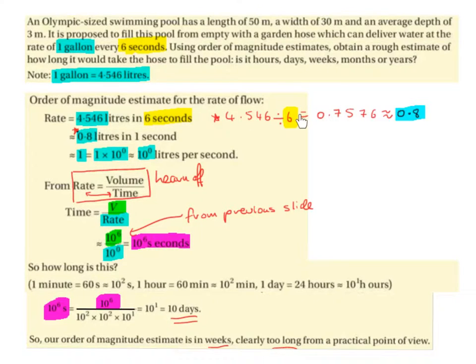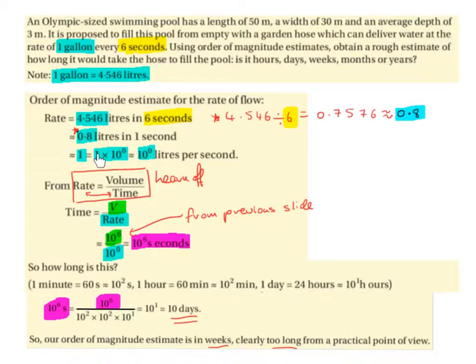Dividing that by 6, we get 0.7576, which rounds off to 0.8. So we can rewrite this as 0.8 litres in 1 second. And that is approximately equal to 1, because 0.8 rounds up to 1.